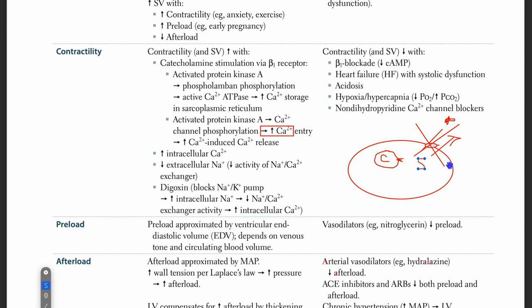It blocks the active channels, so it can leave through passive ones, but that's going to be a negligible difference. As long as there's sodium inside, it's going to keep attaching to this and keep the calcium coming out for longer times, and that causes an increase in contractility. That's why we give digoxin. Okay, that's why calcium is really important for the heart.